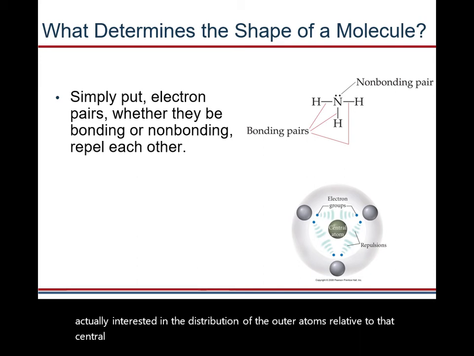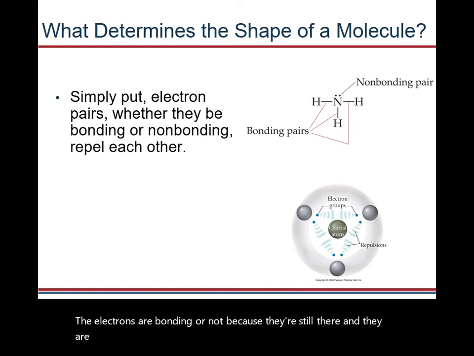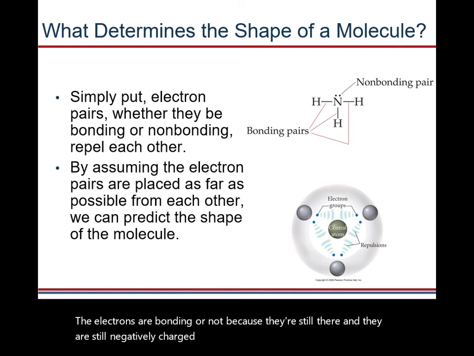All right? But we're always going to take into account whether the electrons are bonding or not, because they're still there and they are still negatively charged. Okay? That's what determines the shape.